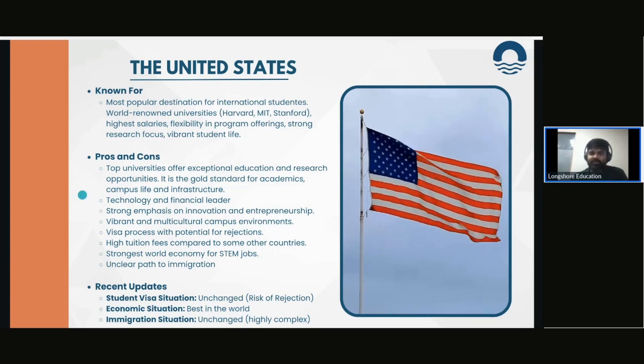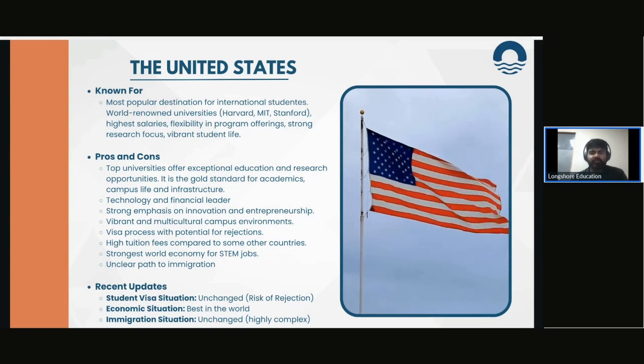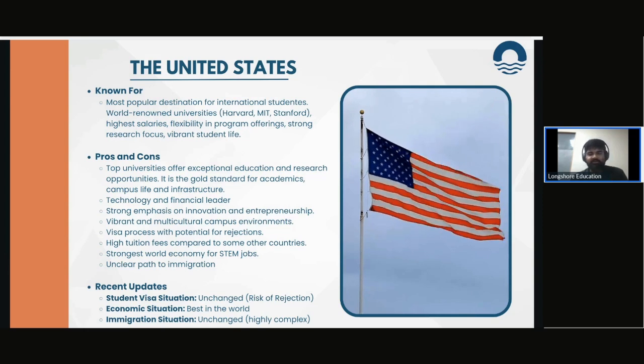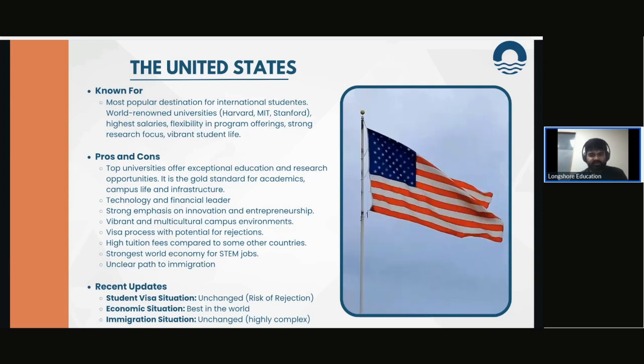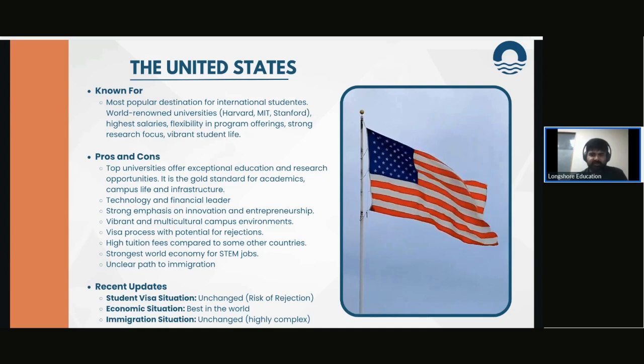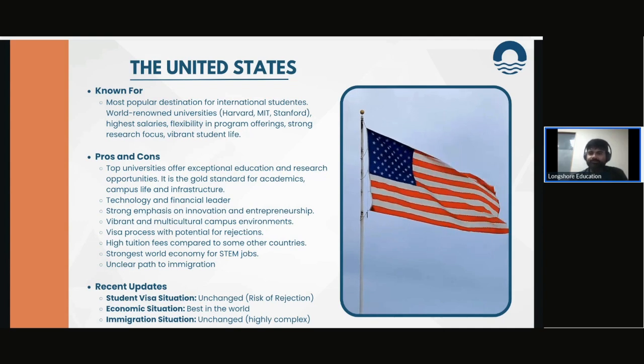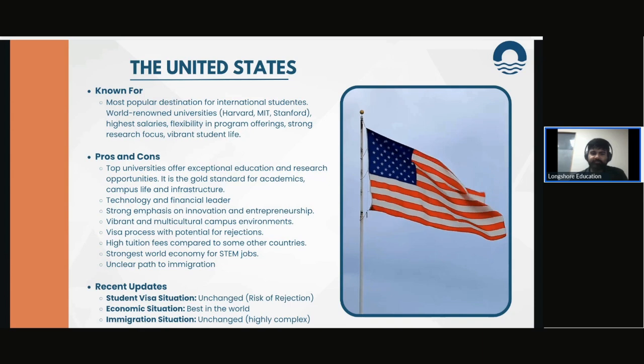When it comes to bachelor's degrees, students are expected to complete 4-year bachelor's degrees regardless of the field they're studying in, as opposed to the UK and Australia, which have 3-year bachelor's degrees. In the US, even if you're pursuing psychology, philosophy, economics, anything, it is going to be a 4-year degree. There's a strong emphasis on entrepreneurship.